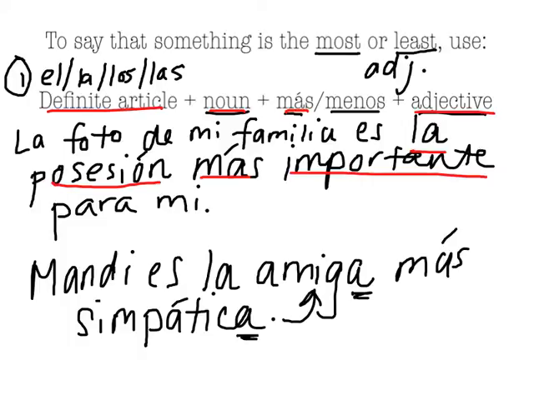I'd like it if right now you would just go ahead and pause this video and write one equation of your own using definite article plus noun plus más o menos plus adjective. Please make sure that your adjective agrees with your noun, as does your definite article, and try writing one sentence of your own. We'll go over those in class together.